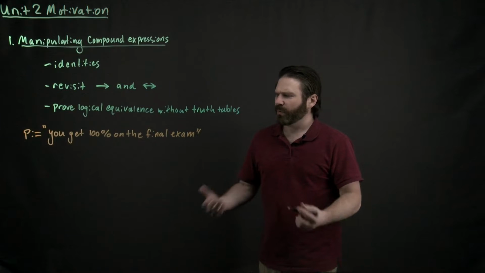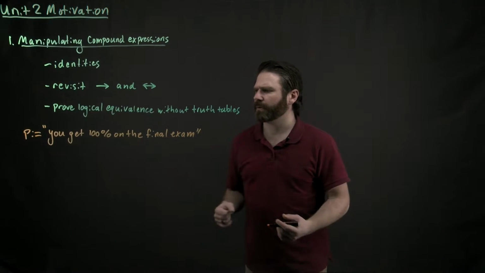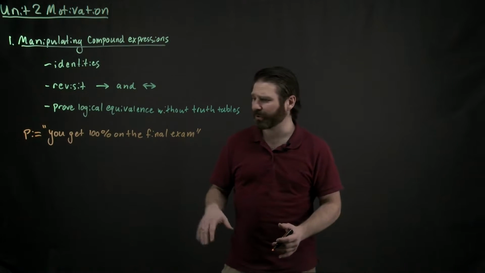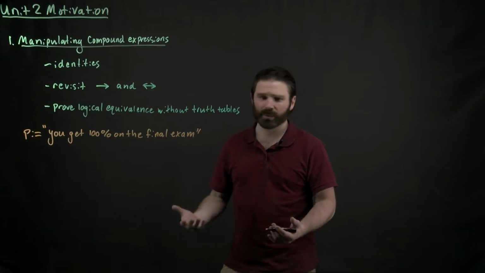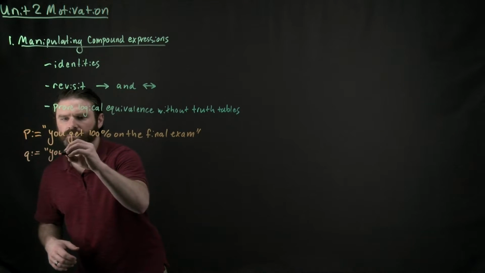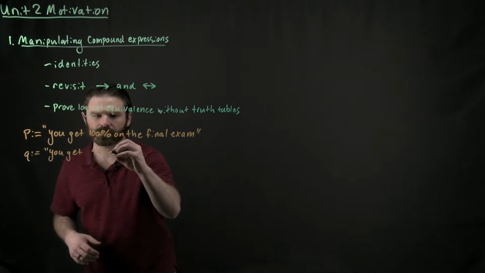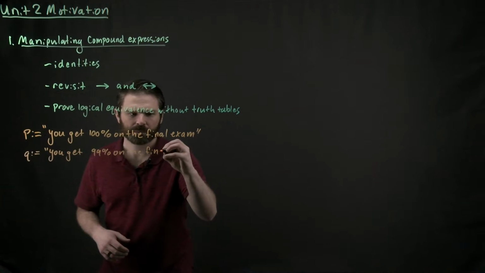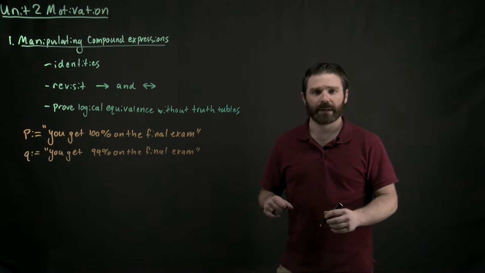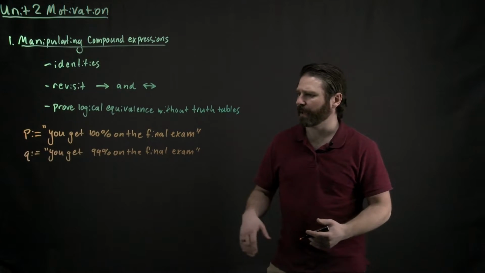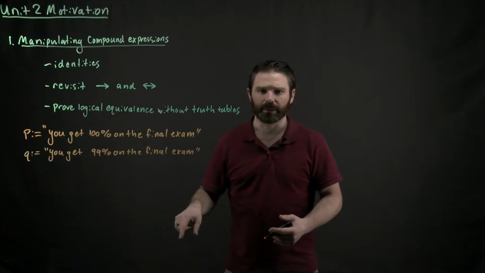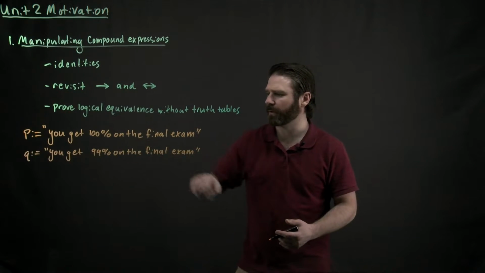So if we wanted to replace this little 100 right here with something else, like say 99, right now with the tools that we have, we'd have to define a whole new proposition that would look like the following: you get 99% on the final exam. And you can immediately see how tedious this would be if all we want to change in these couple of propositions is this little number. We'd have to define a bunch of different variables for all those.